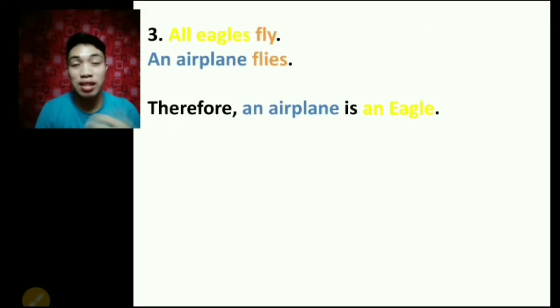Number 3. Let us check if this example is a deductive reasoning. The statement is that all eagles fly. An airplane flies. Therefore, an airplane is an eagle. So let's check if it passed through the first criteria.